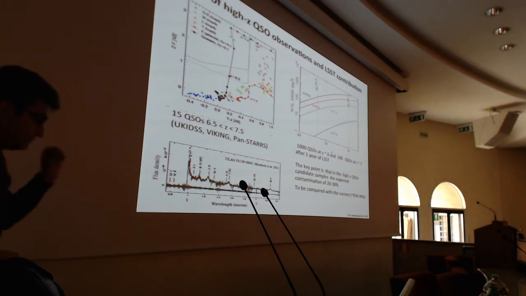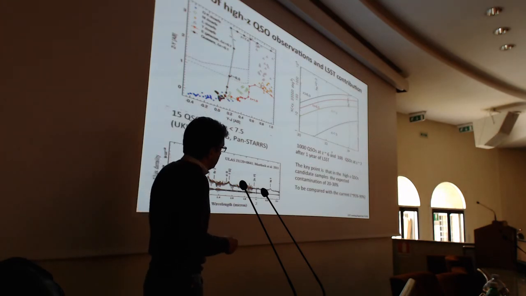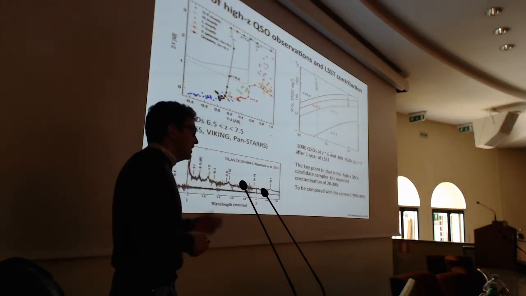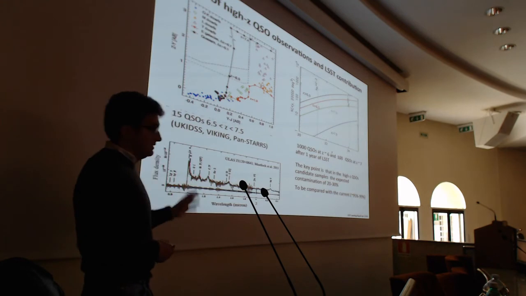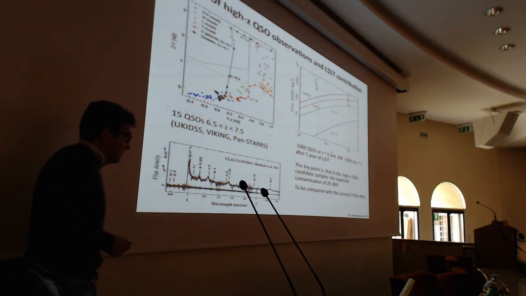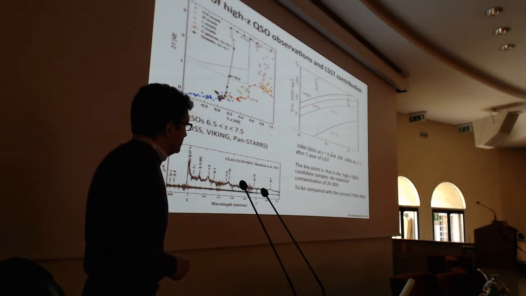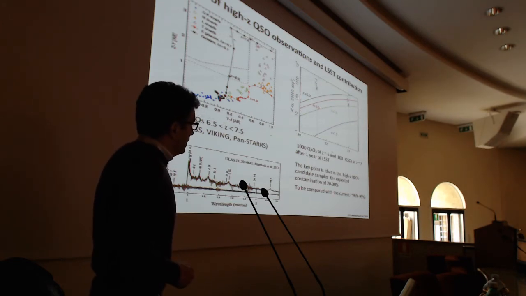But the key point is that all these objects will be relatively easily identified in the LSST catalog. Indeed, thanks to the very deep survey, we expect that the contamination of the photometric catalog will be 20–30%, to be compared with the usual contamination, which is above 90%.